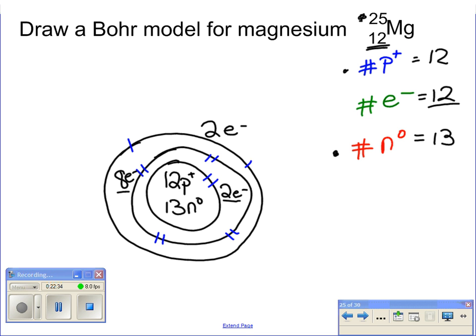For the nucleus, though, I would definitely just write the number of protons and neutrons because that's such a small space, and some of them get fairly large, so trying to make that many positives and zeros for neutral in the nucleus would get a little confusing. So I would suggest just writing them like this. And then the electrons, you can either use dashes, you can use dots, or you can just write the number that are present.